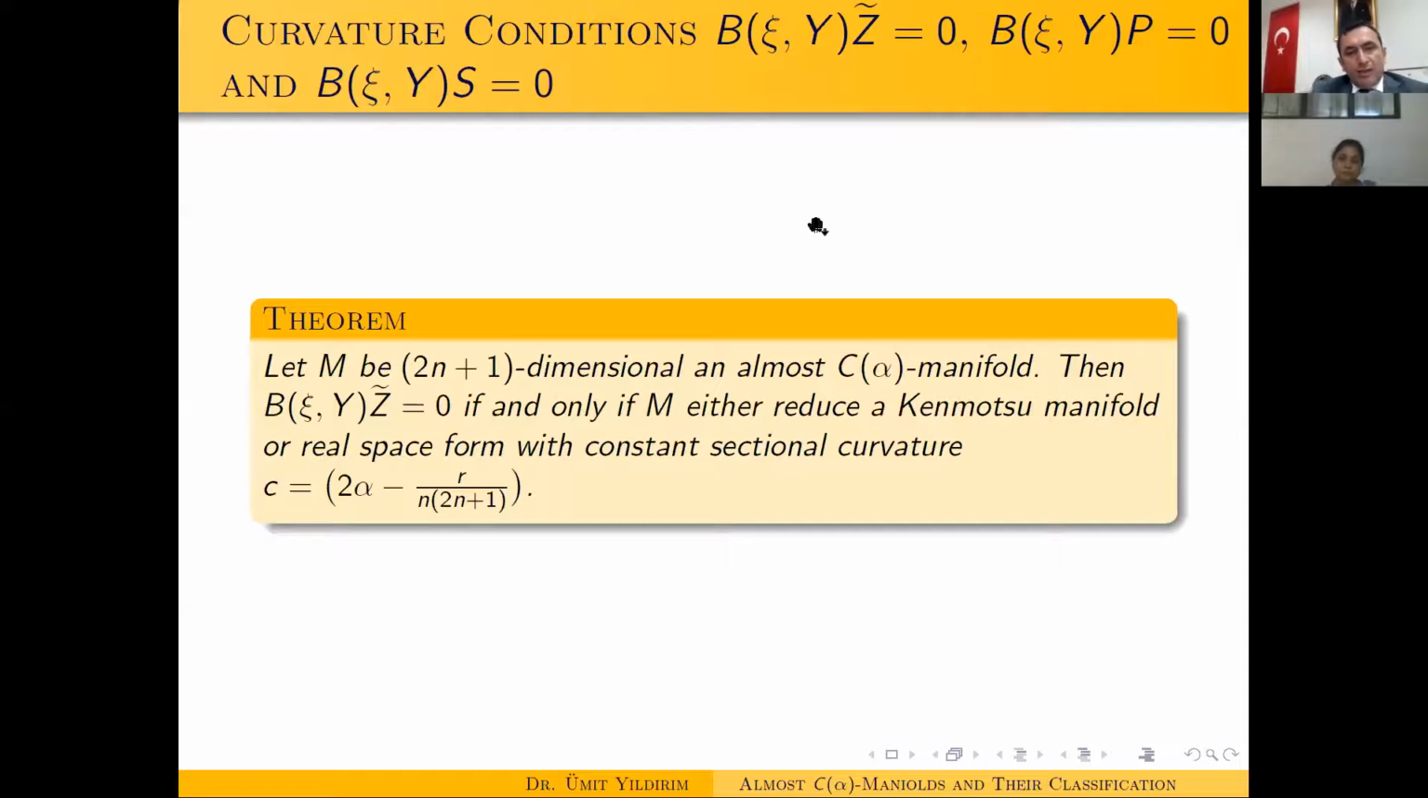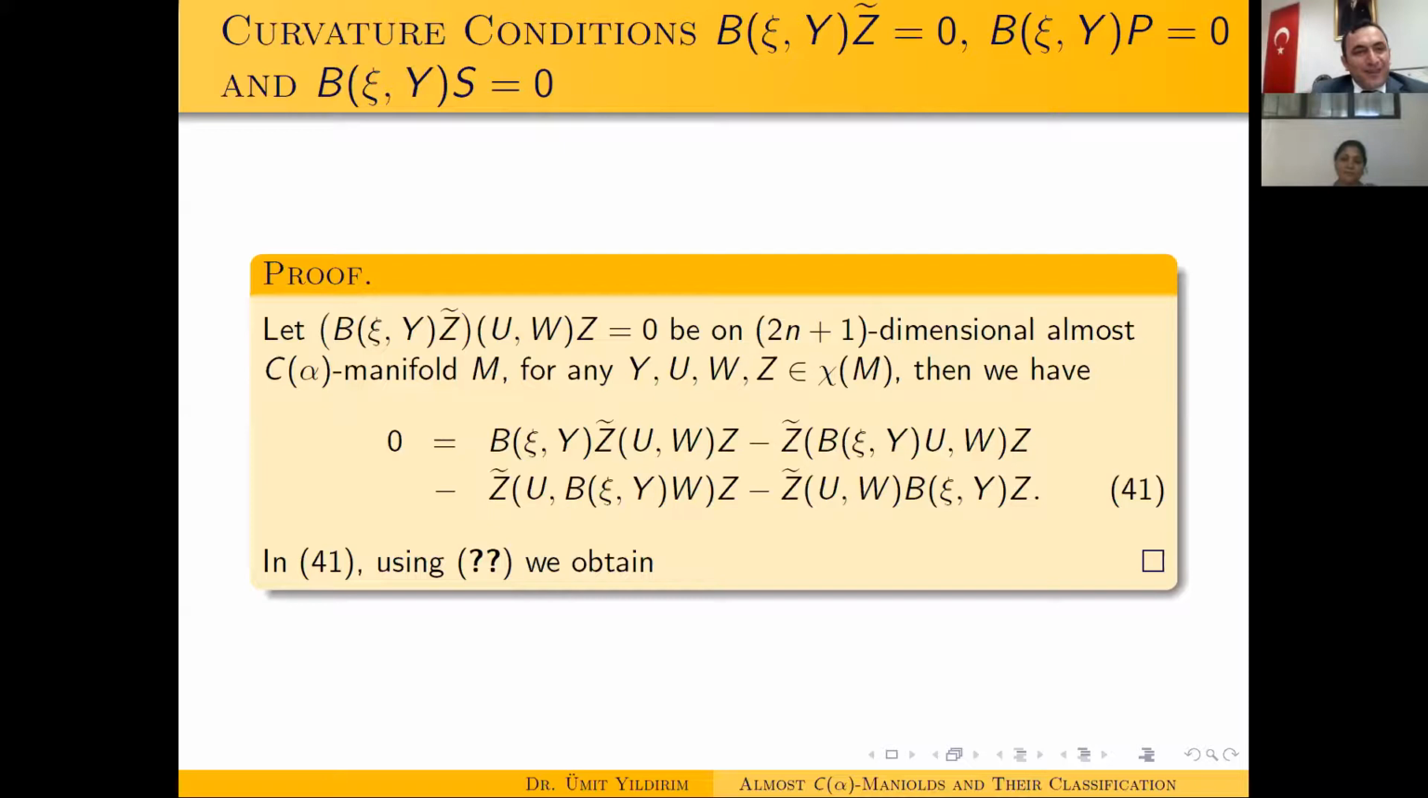Theorem: Let M be a 2n plus 1 dimensional almost coKähler manifold, and let B be the D-conformal curvature tensor. Then B(xi, y)z tilde equals 0 if and only if M is either a reduced Kenmotsu manifold or a real space form with constant sectional curvature, C equal to 2 alpha minus R divided by n(2n plus 1). Where is the reduced Sasakian manifold? I did not find it.